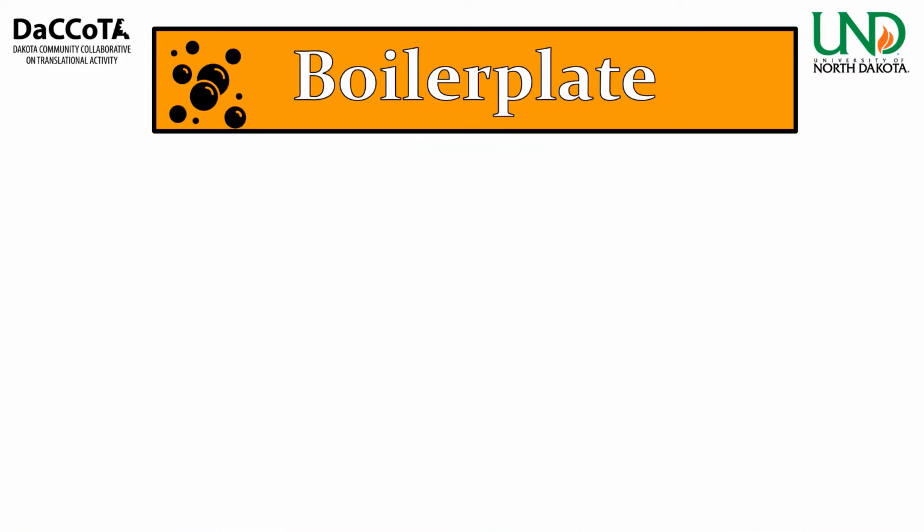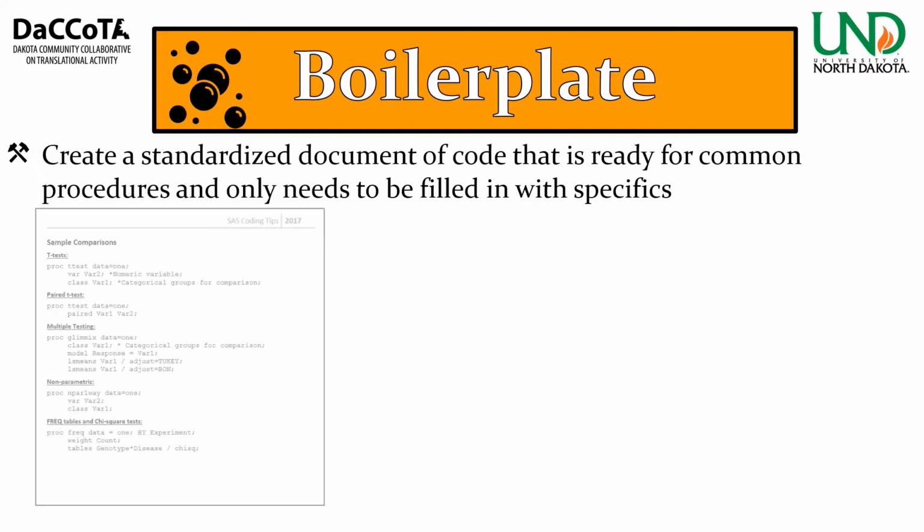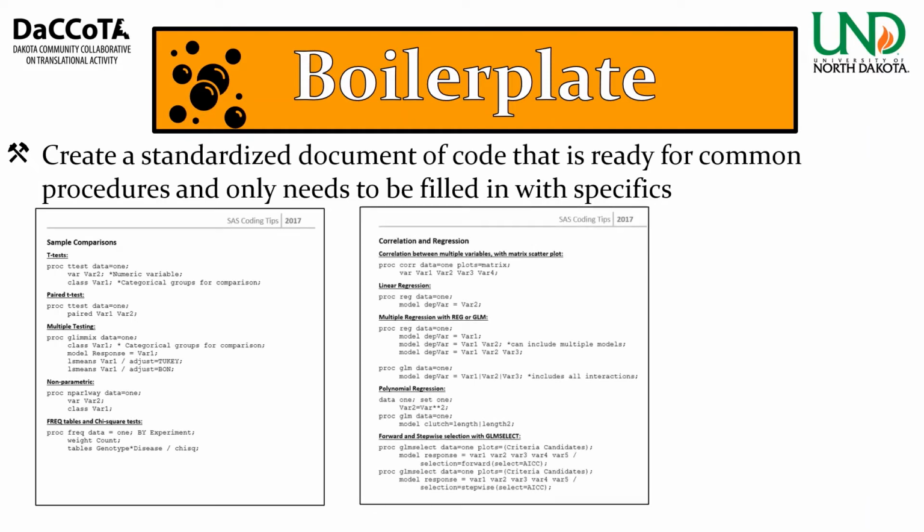Let's get started with the first one here. We have boilerplate, which is a standardized document of code that's ready for common procedures and only needs to be filled in with the specifics. So instead of having to remember and type out every line of code, you can just keep the basics and then fill in the particular variables, data sets, etc. from there. So here's an example in SAS.